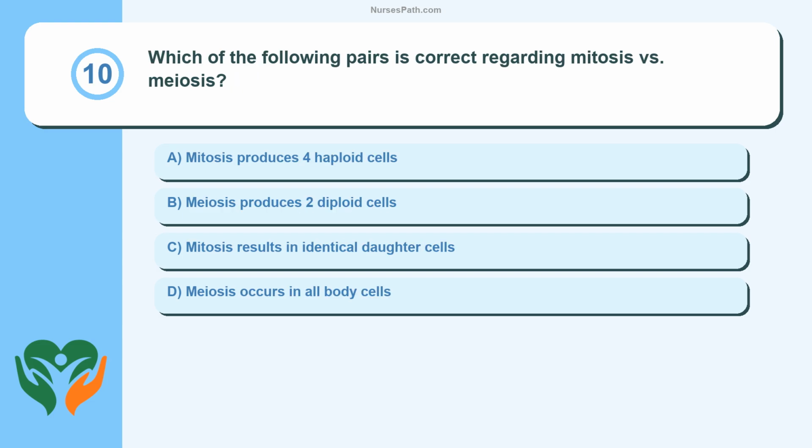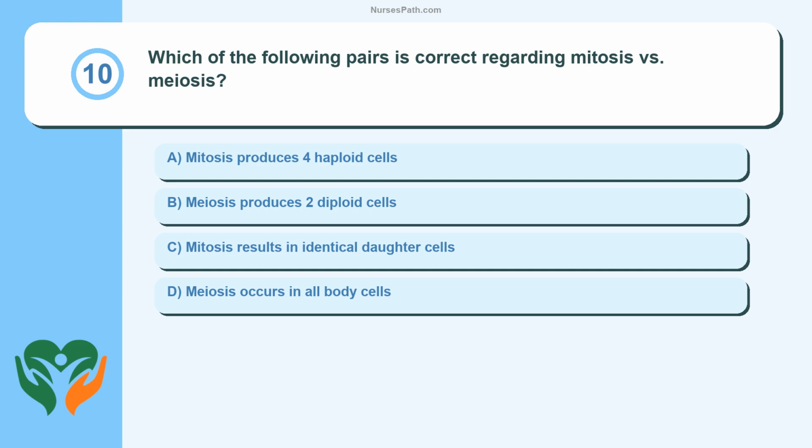Question 10. Which of the following pairs is correct regarding mitosis versus meiosis? Mitosis produces 4 haploid cells. Meiosis produces 2 diploid cells. Mitosis results in identical daughter cells. Meiosis occurs in all body cells.